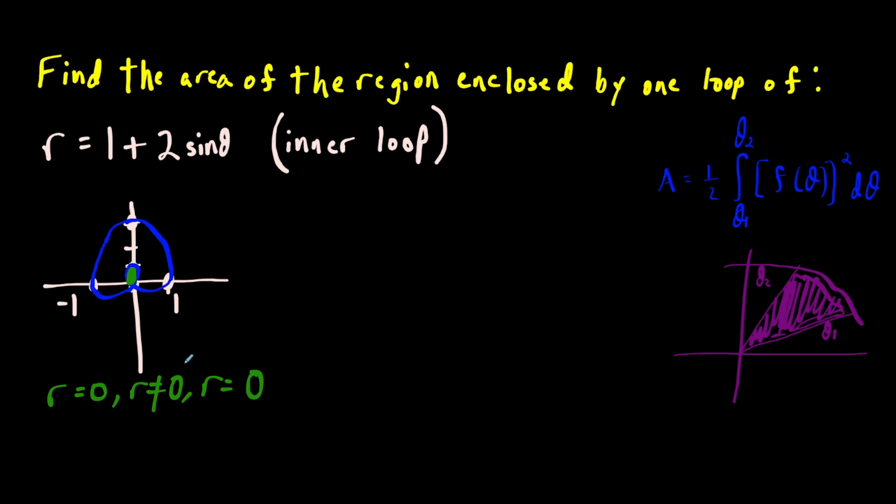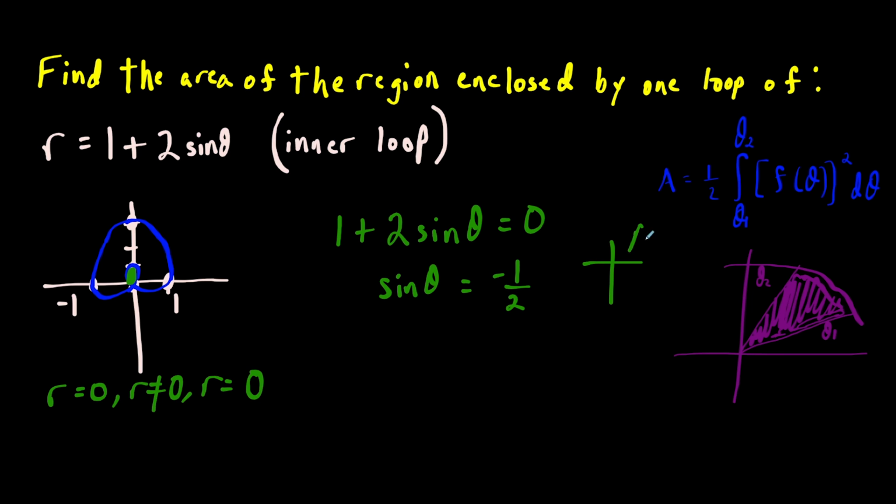At what values of theta is the radius equal to 0? If we set the function 1 plus 2 sine theta equal to 0 and rearrange, we get sine theta equals negative 1/2. Solving this trig equation, we'll look for solutions from 0 to 2 pi.